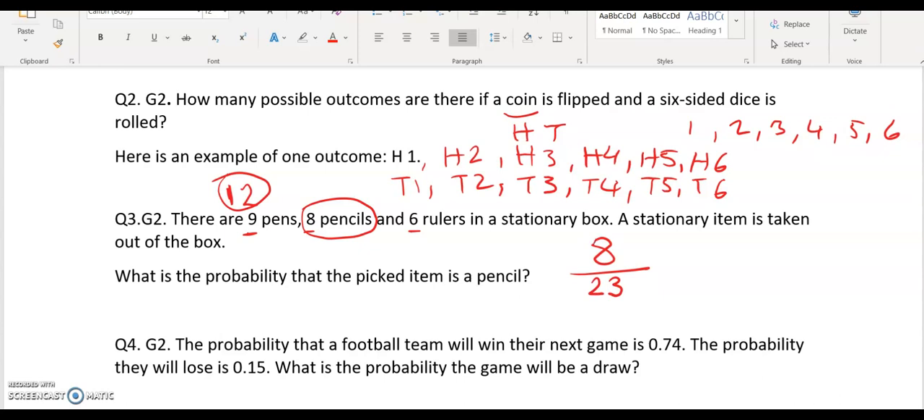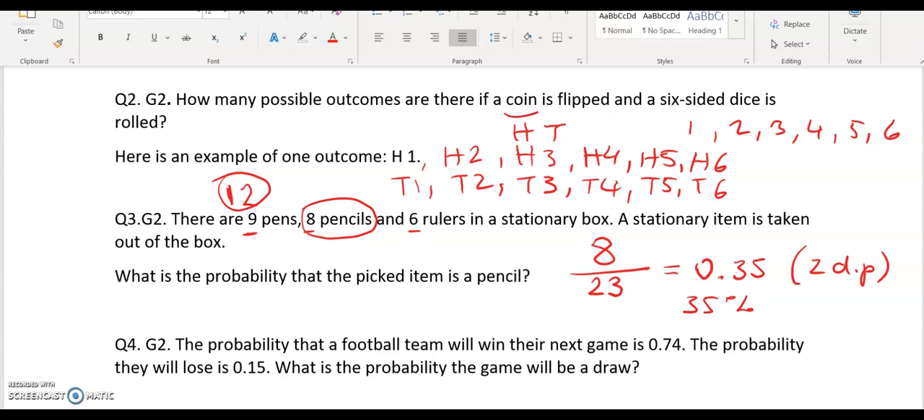This is the fraction. You could write it as a decimal. So 8 divided by 23, which is 0.35, rounded to 2 decimal places. Or you could write 35% as well. So any of these versions is correct.